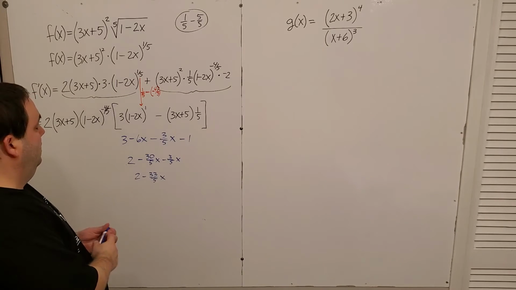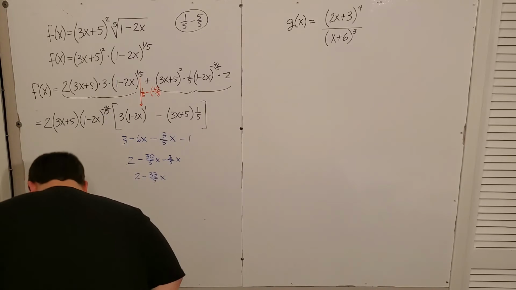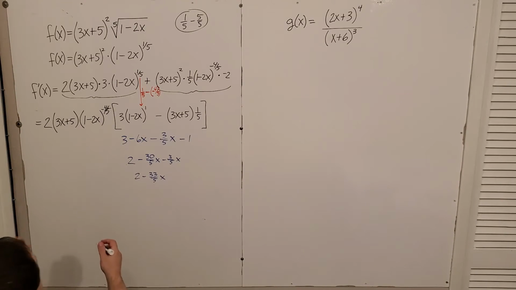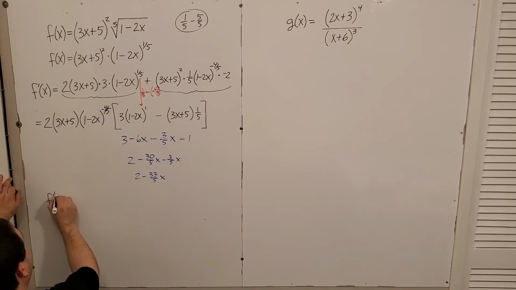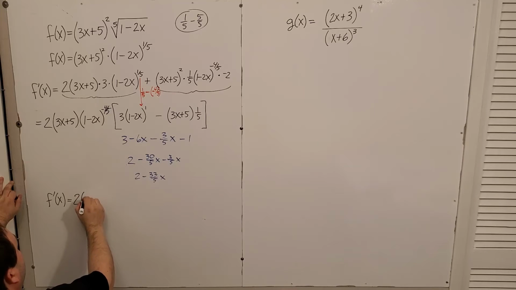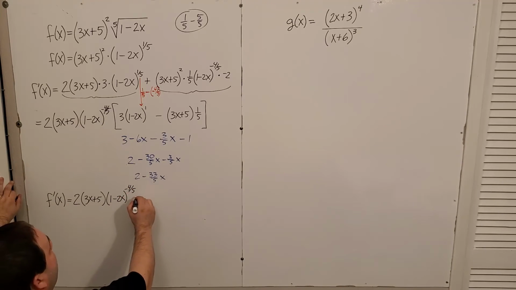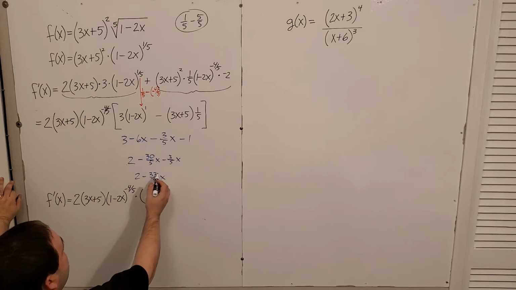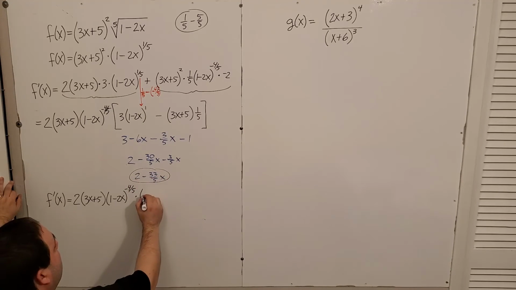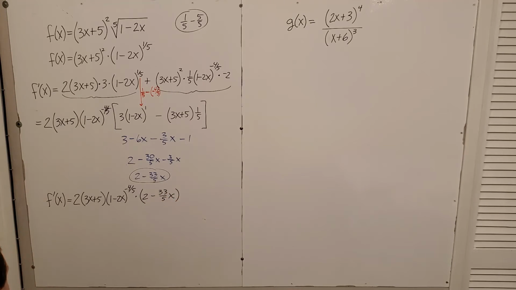All right. So let's write out the final answer here. My derivative, f prime of x, is 2, 3x plus 5, 1 minus 2x to the negative 4/5, and times, this thing right here was what we simplified, 2 minus 33/5 x. Okay?